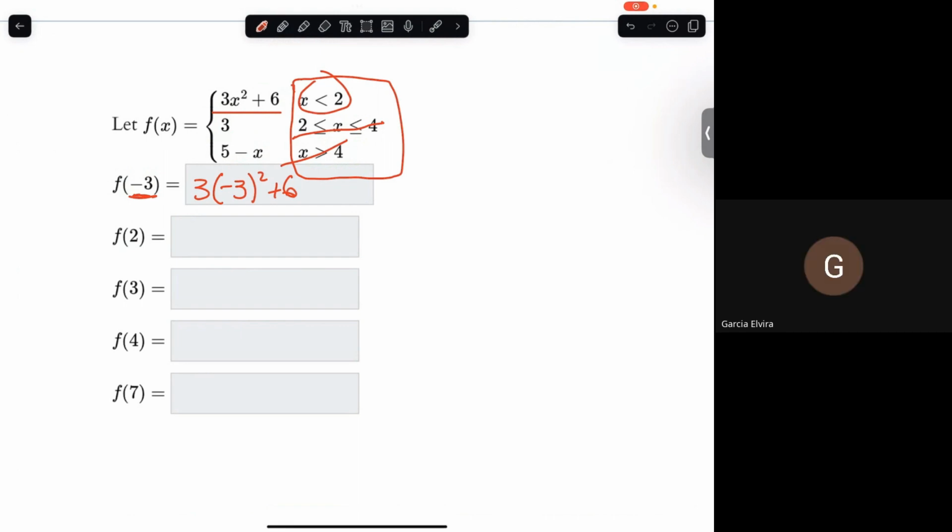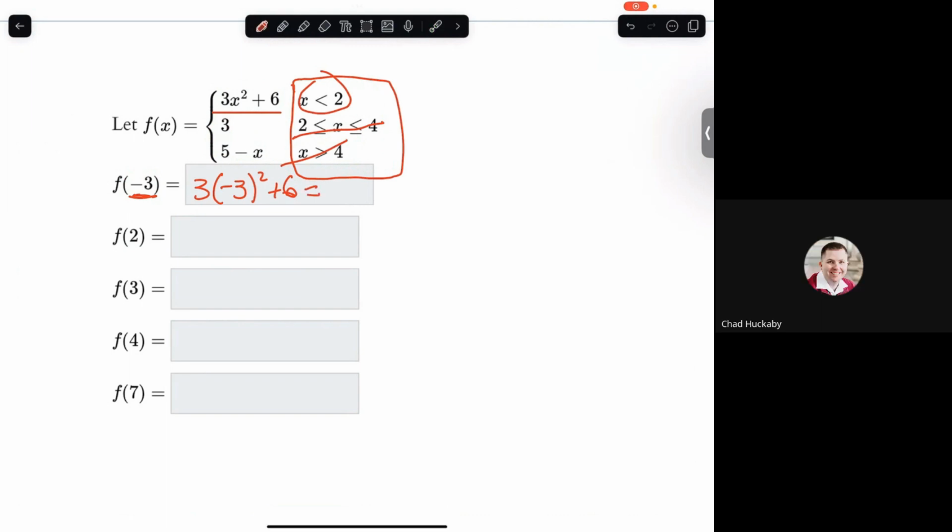Got it. Okay. I didn't understand that. Yeah, so this x is the part that you're looking inside the domain for to determine which one of these you're using. Got it. Okay. That cleared it up. Now I understand.